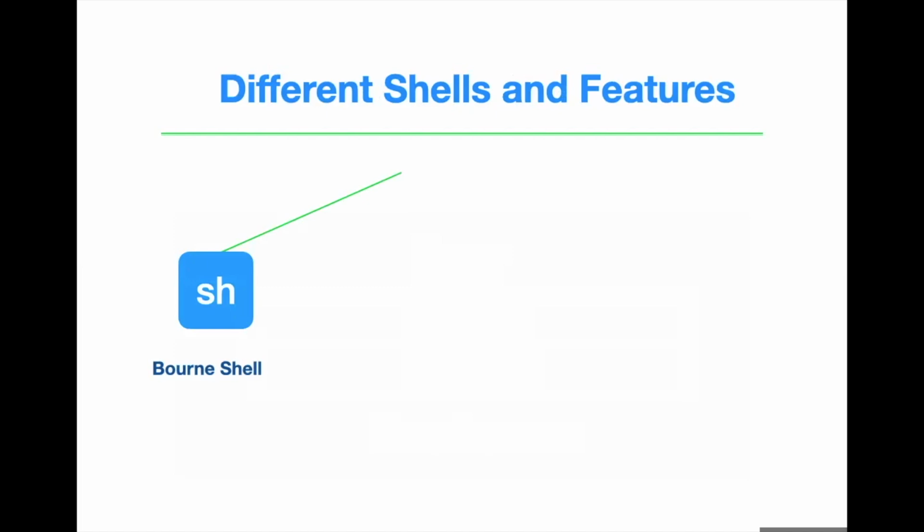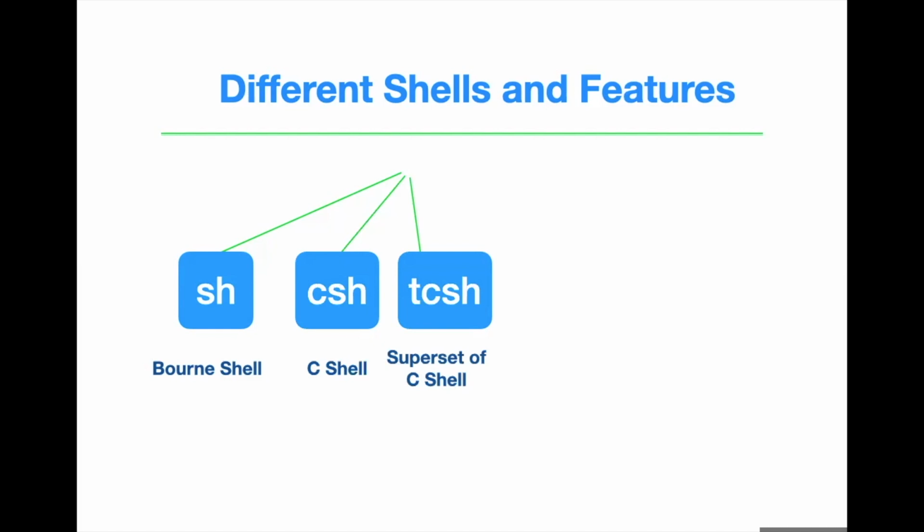Different types of shells and their features. First one in this category is the Bourne shell. It is the simplest of all the shells available. CSH. It is the C shell with most of the syntax compatible with C programming language. TCSH. It is a superset of C shell. Korn shell or KSH. It is compatible with the CSH and includes many more features from the C shell.